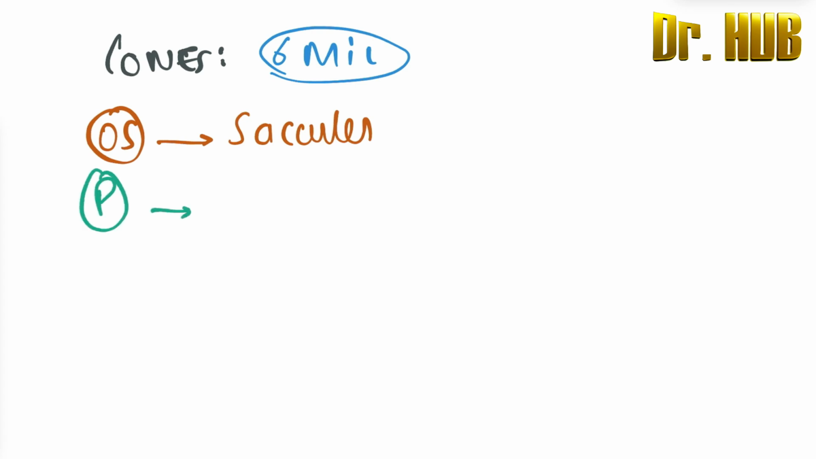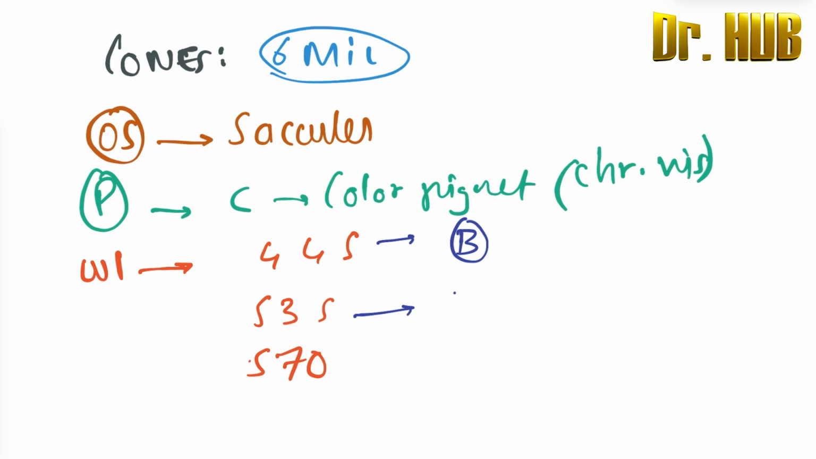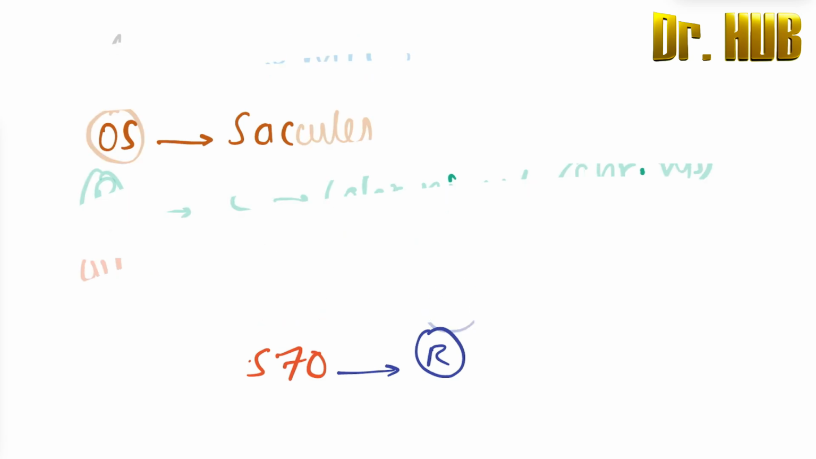Now how is the pigment? The pigment in cones is C for C, that is, color pigments. And what is it concerned with? It is concerned with the chromatic vision. Next we move on to the wavelength. In terms of rods it was 505, but in cones there are 3 wavelengths: 445, 535 and 570. The 445 is associated with the blue color, the 535 is associated with green, and 570 is associated with the red.